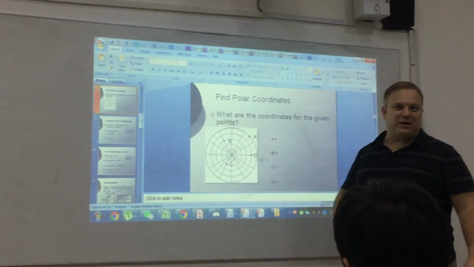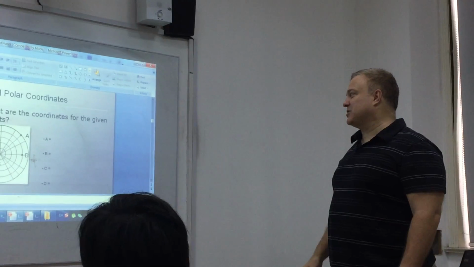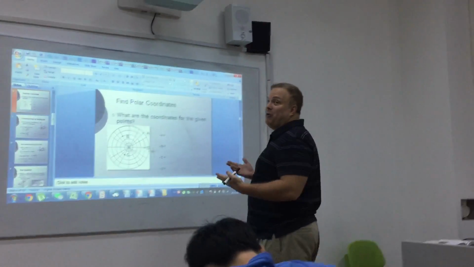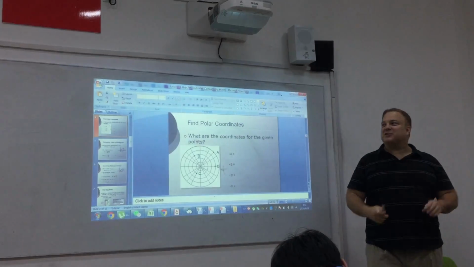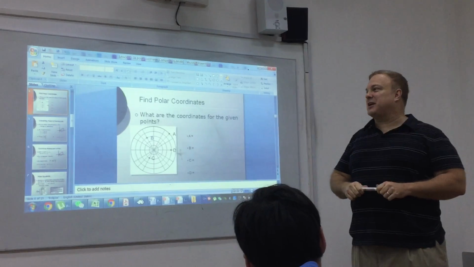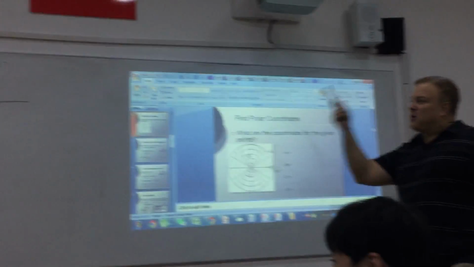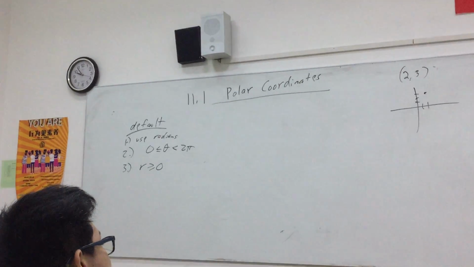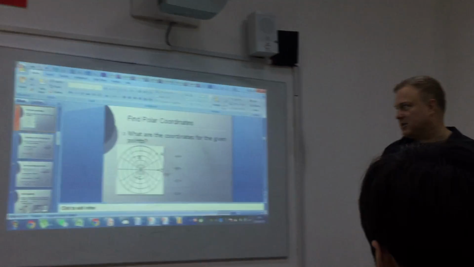You can see the points on the graph, but we want to name the coordinates. Now, I already told you there's an infinite number of ways to write these coordinates, but let's see if we can follow these default rules that we're going to set up just for this class. Okay, so we want to use radians, we want to pick an angle between 0 and 2 pi, and then we also want to choose an r that's at least 0.